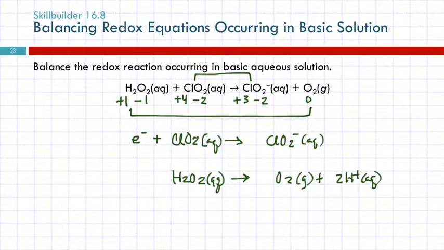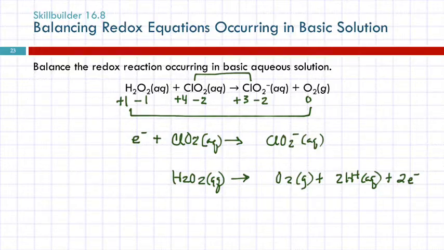Now I balance the charge. I've got 0 charge on this side. I have 2 plus 1 charges, so a total of plus 2. To make this side 0, I'm going to add 2 electrons. So now I've got them balanced with respect to mass and charge.